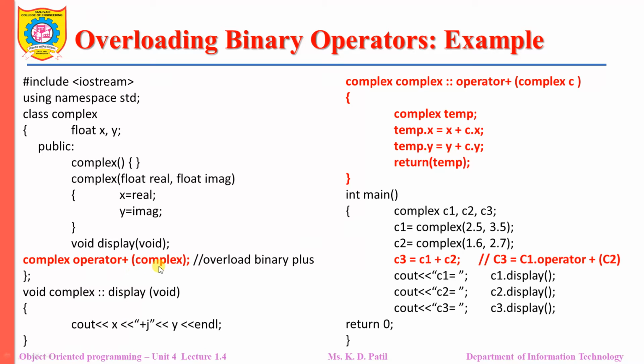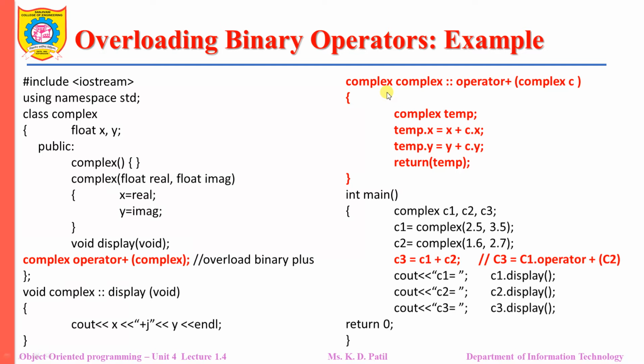And here I have a complex operator function. Now here if you observe the syntax, I have the return type of that function followed by the operator keyword followed by the symbol. Now here I want to overload the binary plus operator, so I have the symbol of addition followed by the parameters which I want to pass. As it is a declaration, the type of the parameter has been given. Now let us see how it is defined.